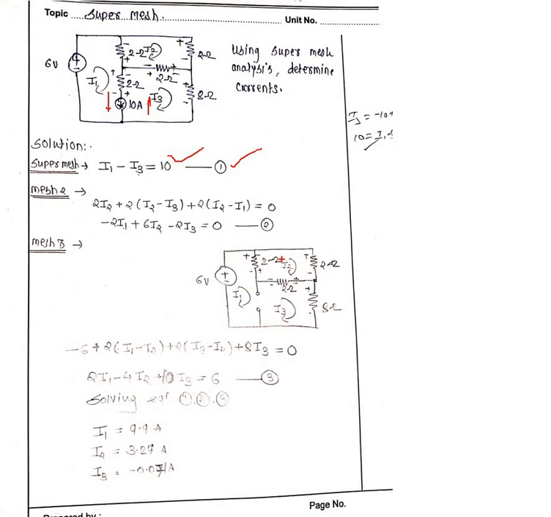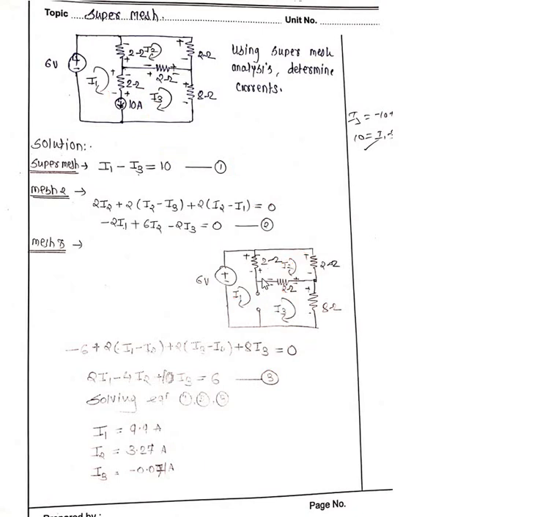How many loops? Loop number 1, loop number 2. This is one loop, this is another loop. From the loop, you write equation number 2, and from the other loop, you write equation number 3. So you will get equations 1, 2, 3. Solve them and get the answers.